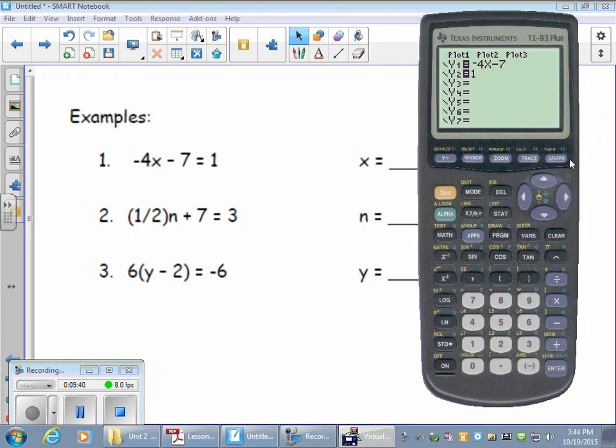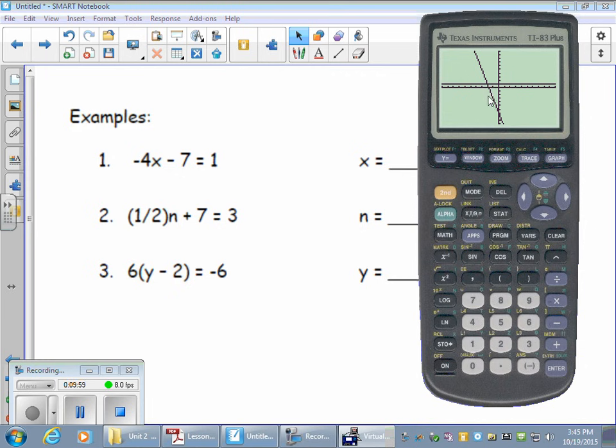Okay, come back. There we go. And I am now going to hit graph, and I should see something similar. Two lines that intersect, and I need to know that point of intersection. It looks to me, if I were to guess, that I go left 2, up 1. So my guess would be negative 2.